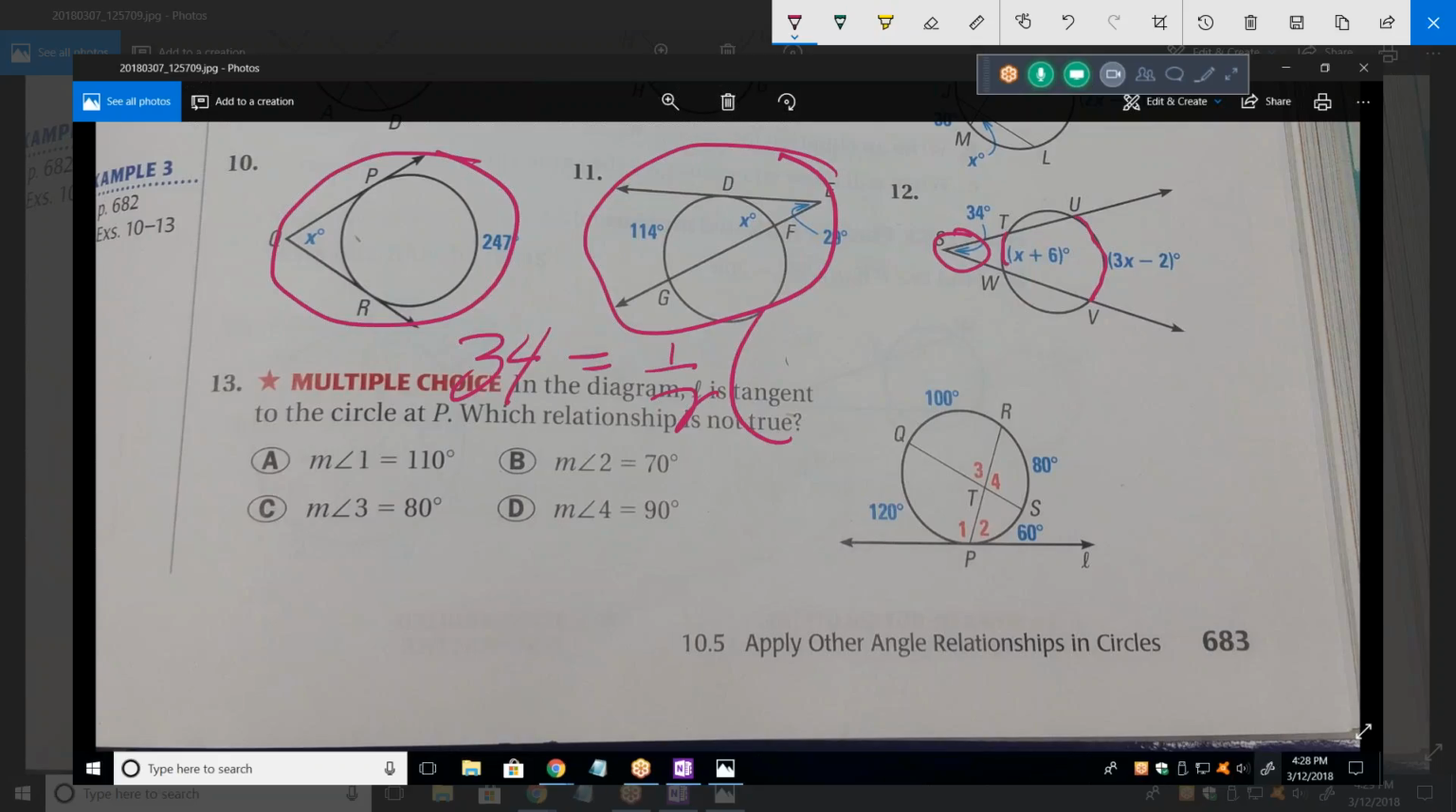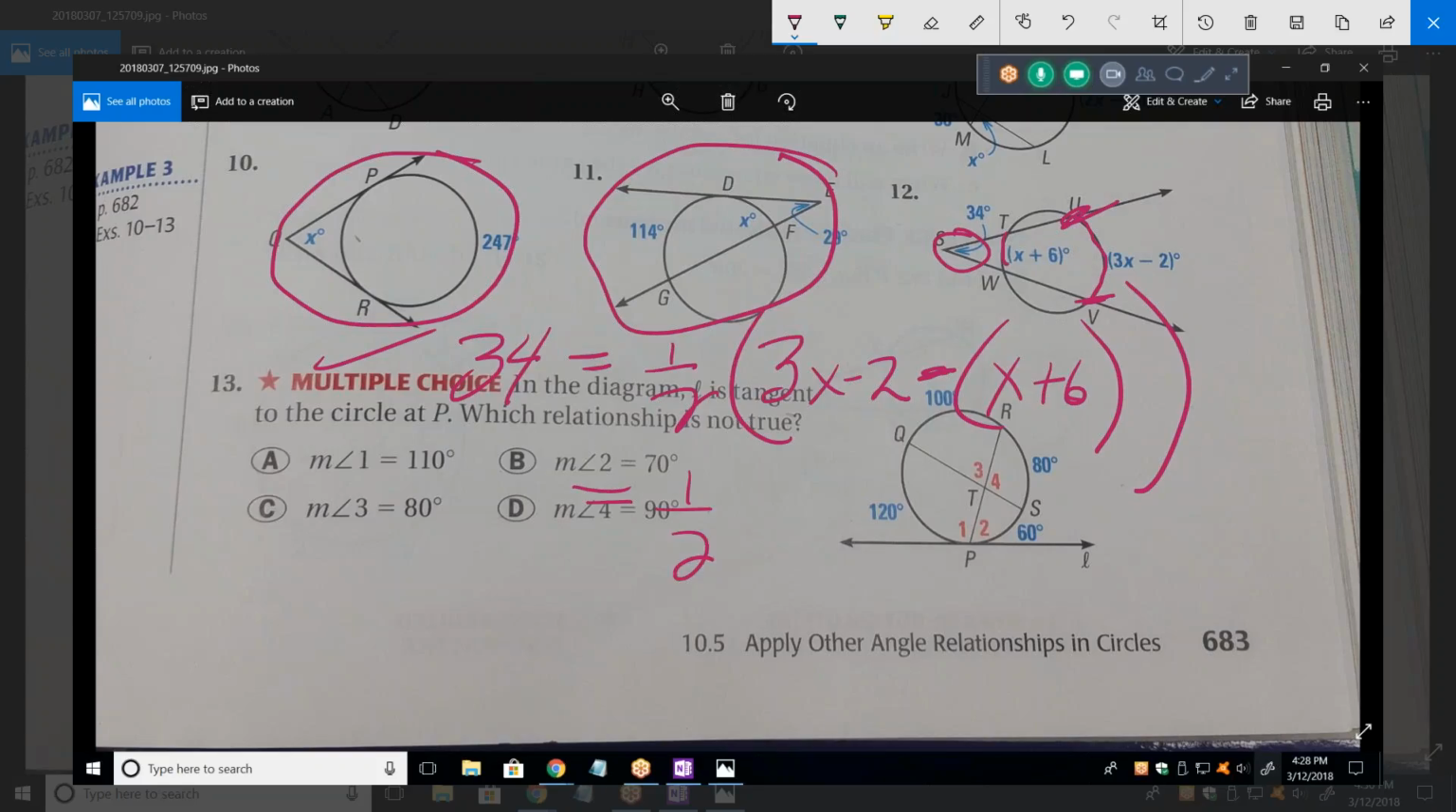X plus 6 and 3x minus 2. Well, you want the bigger one first, which is always the outside one. That's always going to be the bigger one. Right. Minus, and now you make sure you put that in parentheses, x plus 6, because the angle is x plus 6. Okay? And that's going to allow us to solve for x. In other words, now we have one equation, one variable. So let's solve for x.